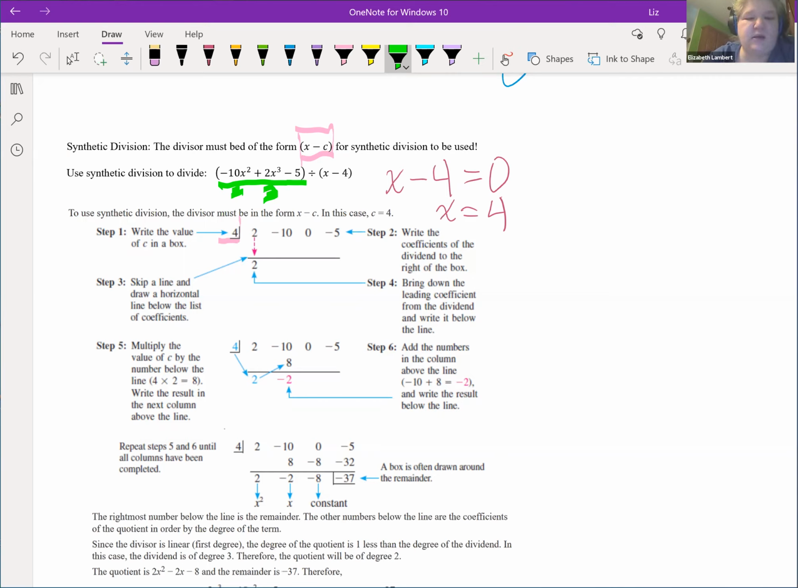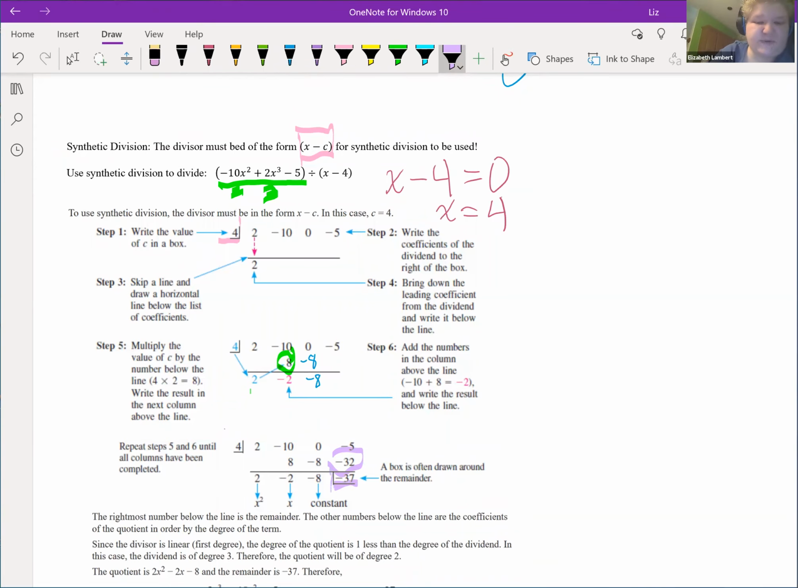So we just multiply what's in the c box times what I just wrote down here, and then we write it up here. So 4 times 2 is 8. And because my subtraction was taken care of with the 4, I'm going to add now. So negative 10 plus 2 is negative 2. And then we do it again. The 4 times the negative 2 would be a negative 8 going in here. And then we add and get negative 8. 4 times negative 8 is going to be a negative 32 that we see down here on this last line. And we add and get negative 37.